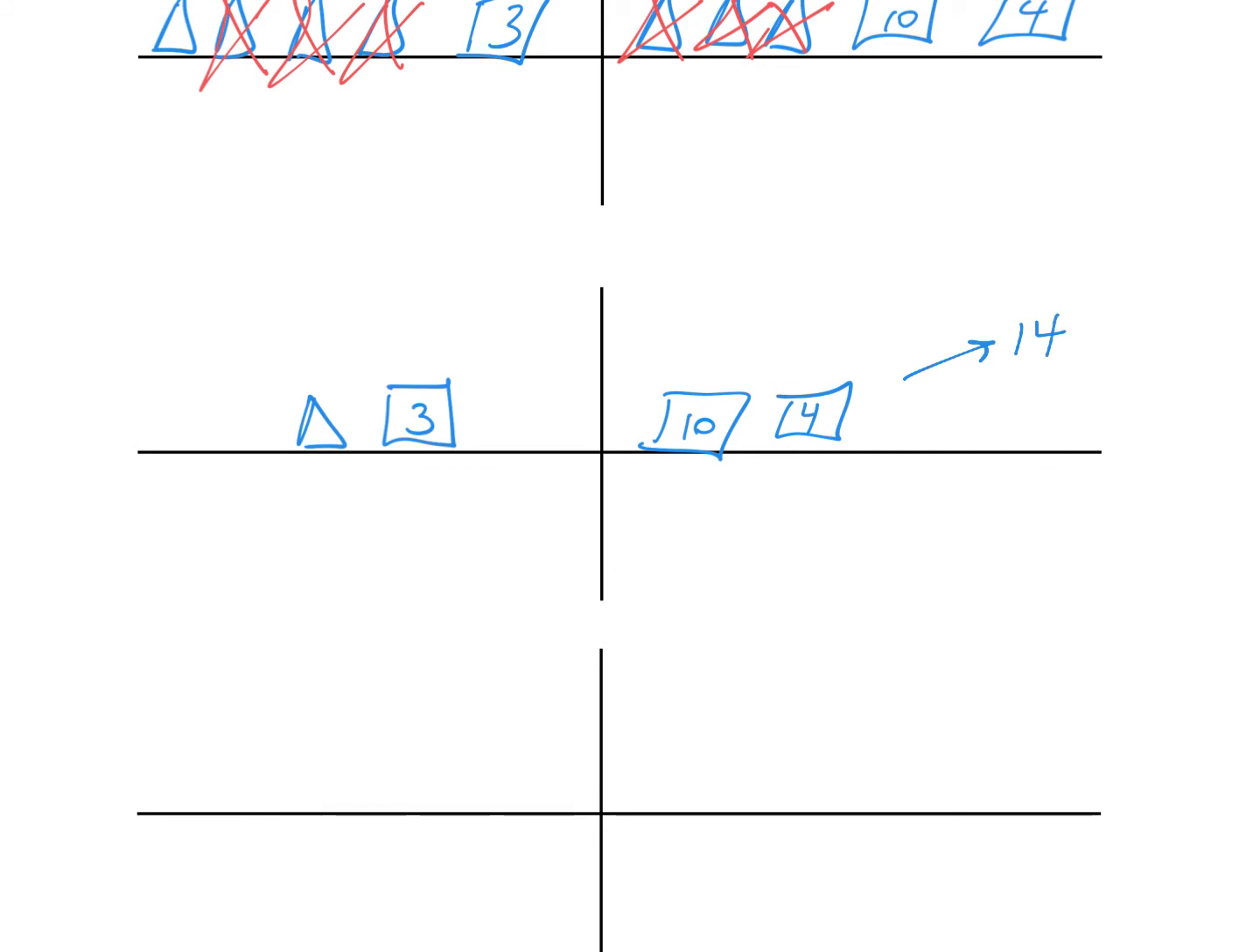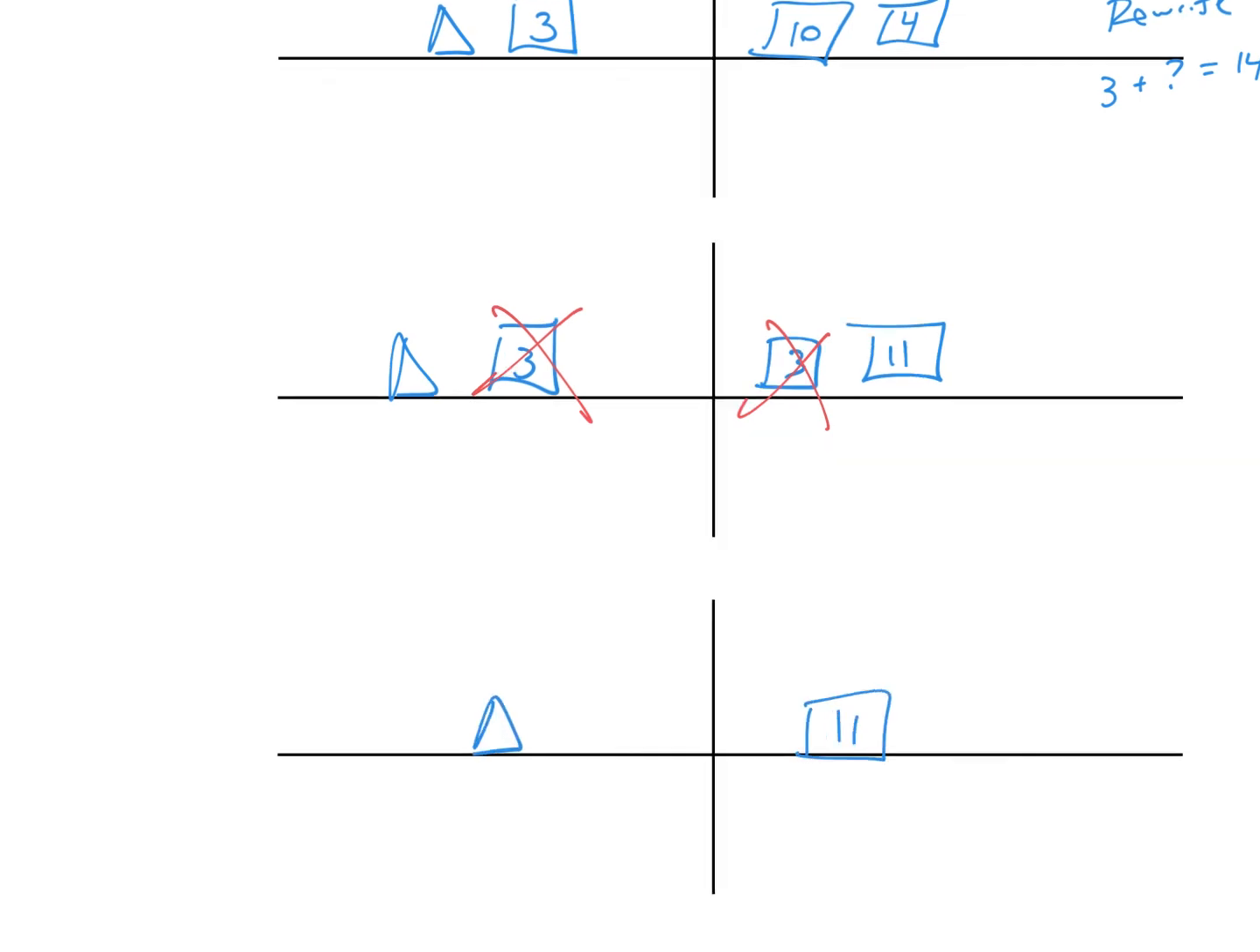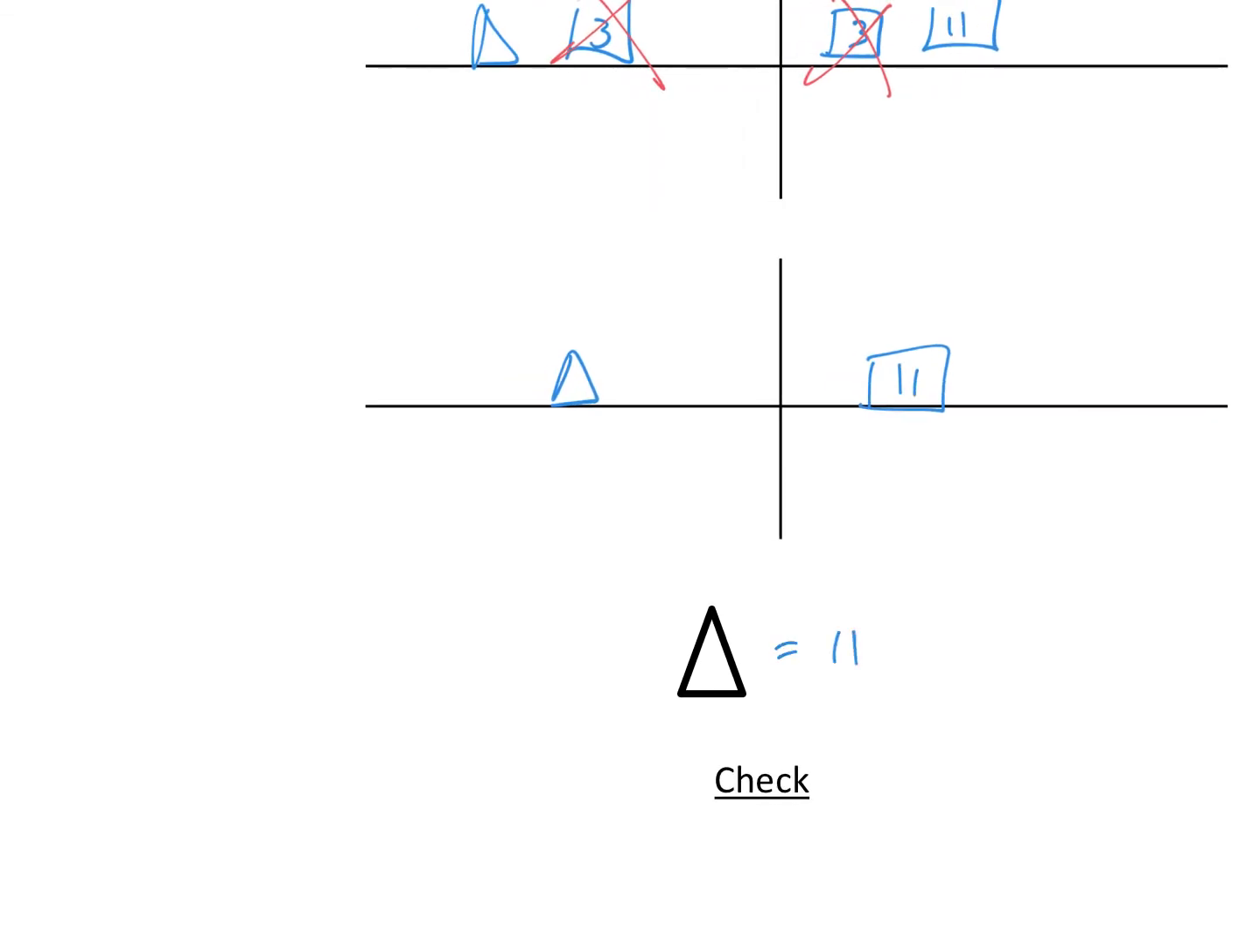I know that. So I need to ask myself, how can I rewrite 14 so that it's 3 plus something? So 3 plus what is going to equal 14? So I know that's going to be a 3 and an 11. So I'm going to rewrite the right side as a 3 and an 11. Now I can go ahead and eliminate my 3's from each side. So now I'm left with a pawn and an 11. So 1 pawn is equal to 11.